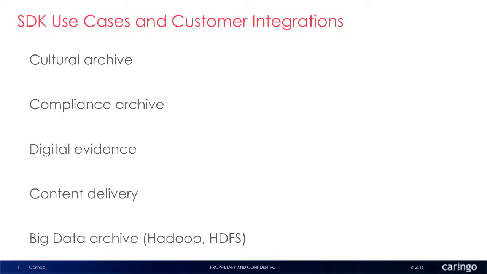Okay, so from those best practices, how does that connect to use cases in the field and customer integrations? What features from the SDK and from the API specifically matter to customer use cases? So cultural archive is an especially interesting case, and it's a case that we have deep experience in from really the early days. I think a cultural archive may have been one of the very first instances at Caringo, and I think in general. And it's for a few different reasons.